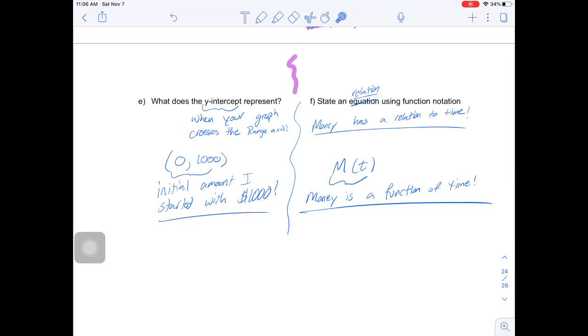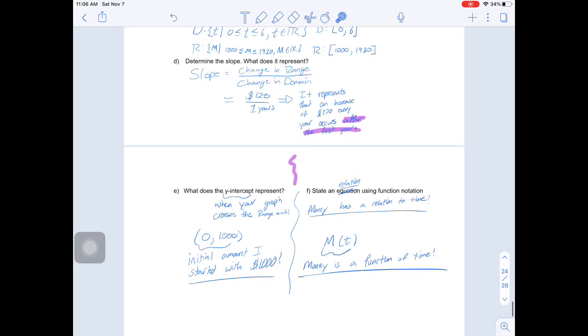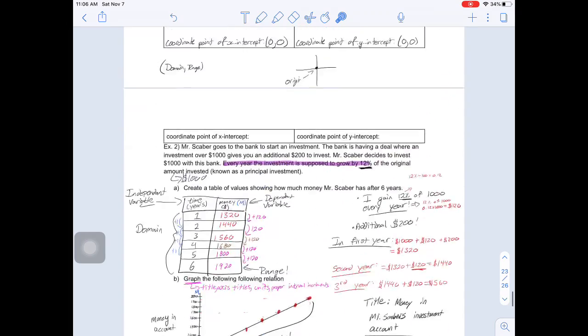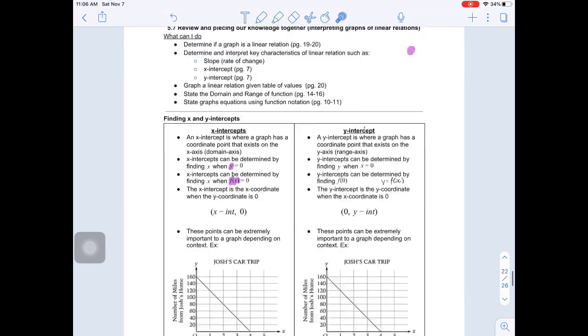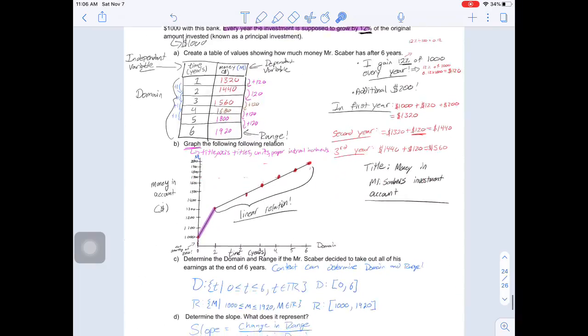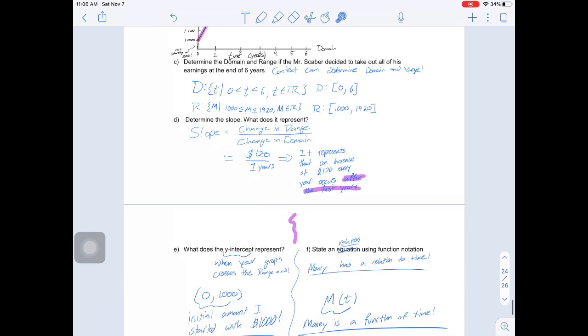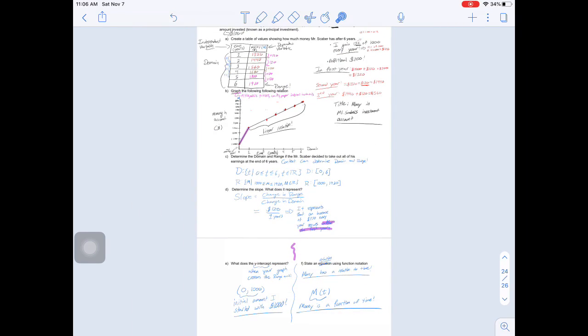But right now, we just have to know how to represent graphs, how to look at graphs, find slope, determine what slope is, so on and so forth. So that is the 5-point, kind of the review of chapter 5, and looking at how to find x and y intercepts a little more closely and doing a more complex looking problem here.